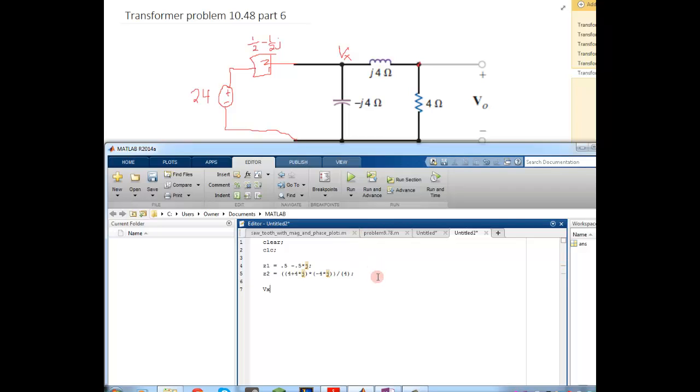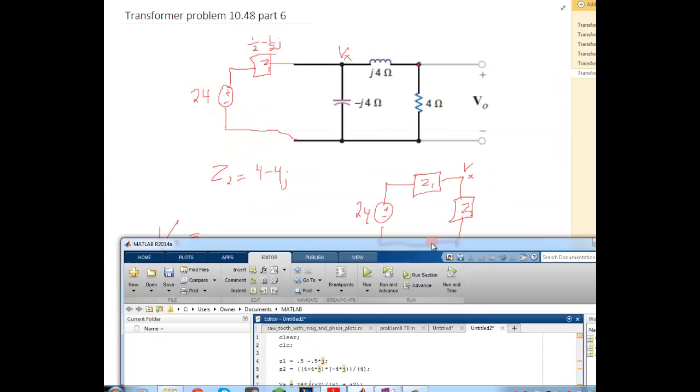Find Vx. We want the voltage over Z2, so we go Z2 divided by Z1 plus Z2, and that's all times 24. So that's 21.3.